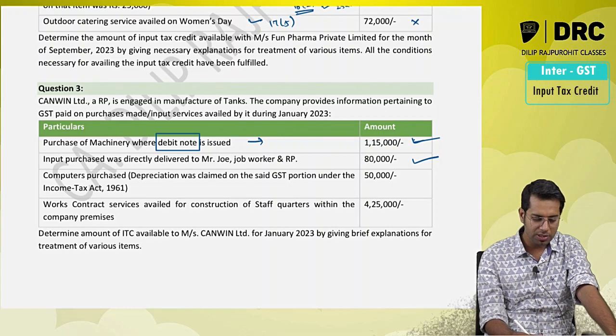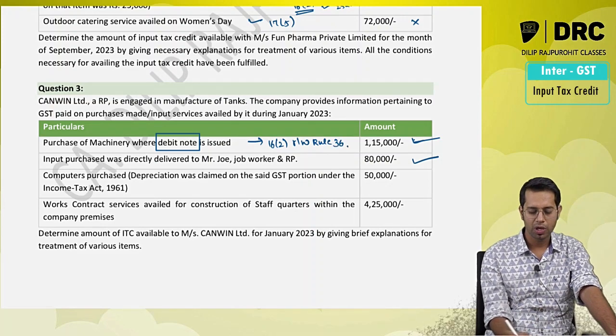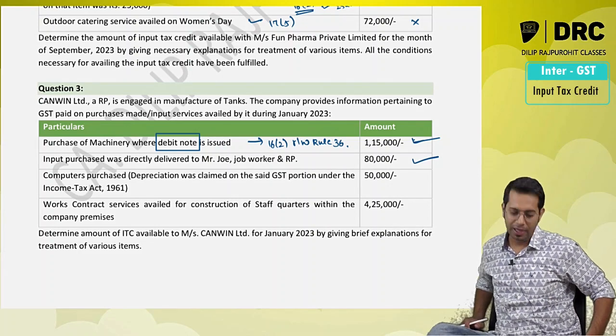Now for the first point, section 16 subsection 2 read with rule 36, a debit note is a valid document for taking input tax credit, therefore ITC of 1,15,000 can be availed by the registered person.